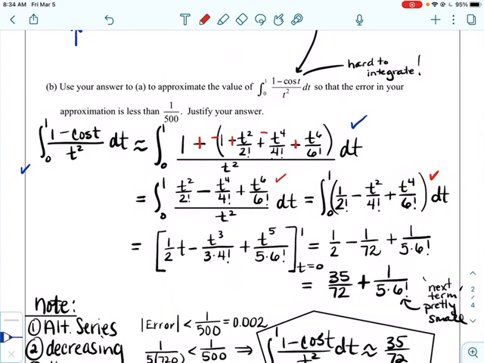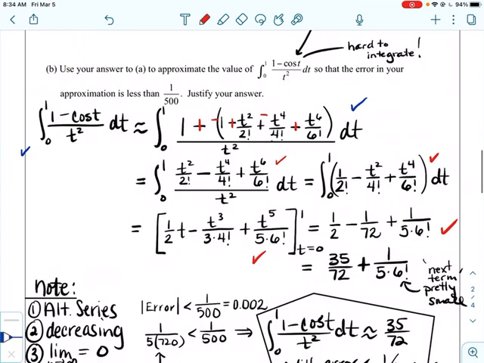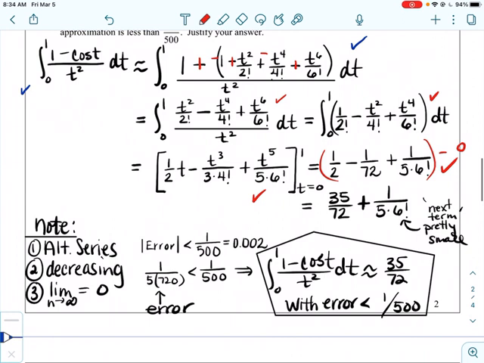So here we integrate, simplify. Remember that you have polynomials that have t in them after you integrate. So when you plug in 0, it's just 0. So it's actually a minus 0 here. Here's the evaluation of the integral at 1. Okay, simplified. So you get this 35 over 72 plus I left the last term as 1 over 5 times 6 factorial.